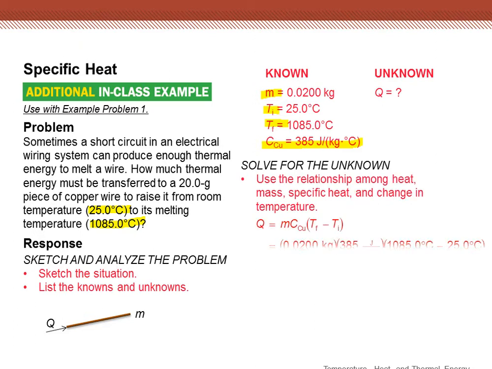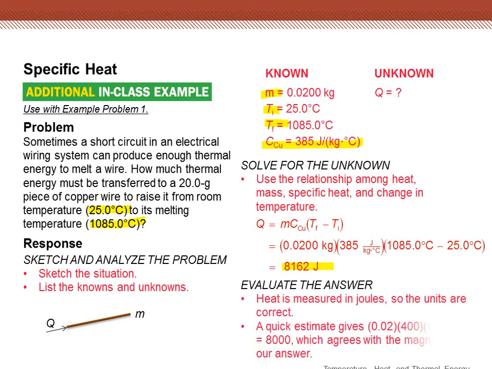Well, to solve for the unknown, we use our equation, Q equals mc delta T. If we plug in all these values, we get 8,162 joules. Now keep in mind, we subtracted these temperatures in Celsius, and I said earlier they need to be in Kelvin. But the difference between 1 degree Celsius and 1 degree Kelvin is the same when we're subtracting them, because each unit value is the same in Kelvin and Celsius. It's just the starting points that are different.